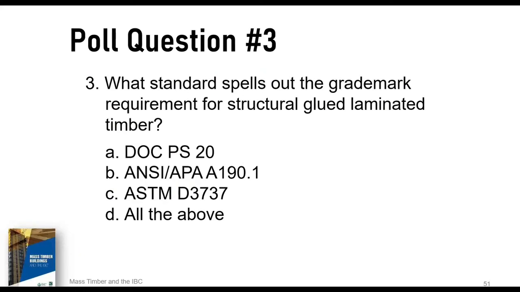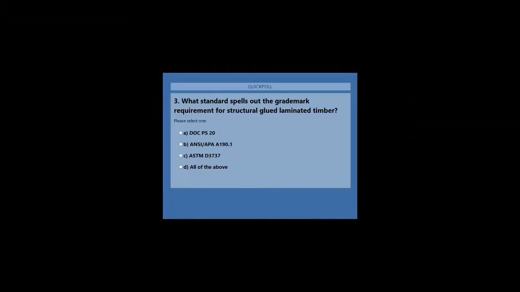Now another poll question. We're bringing them at you fast and furious. Okay, we'll launch this poll. The question is, what standard spells out the grade mark requirements for structural glued laminated timber? The options are A, DOC PS 20, B, ANSI APA A190.1, C, ASTM D3737, or D, all of the above. And remember, we're talking about structural glued laminated timber.